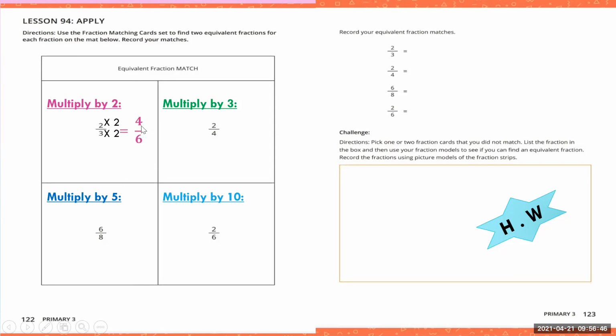The result will be 4/6. 2 times 2 equals 4. 3 times 2 equals 6. Excellent, my dear. Here, 2/4, we will multiply by 3. It means we will multiply by 3 up and down, okay? 2 times 3 equals 6. 4 times 3 equals 12. So the result will be 6/12.